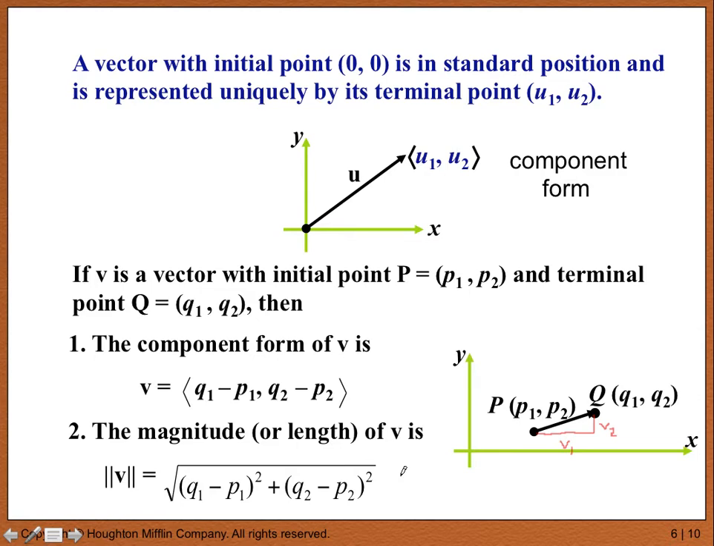All right, but for now the important thing is to write down this formula for magnitude, which really just comes from the Pythagorean formula, and write down this formula for component form of the terminal point: the terminal x-coordinate minus the initial x-coordinate, comma, terminal y-coordinate minus initial y-coordinate. All right, now let's go on to the next screen, and hopefully this will become even more clear.